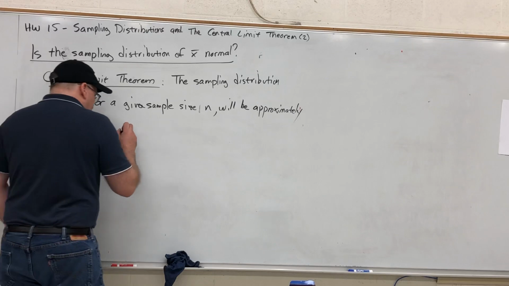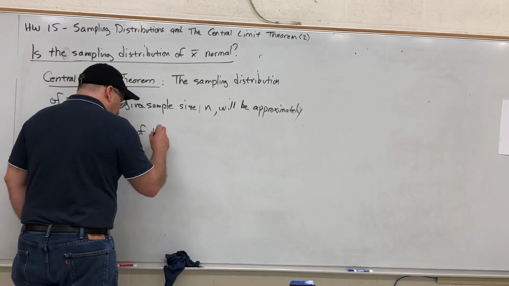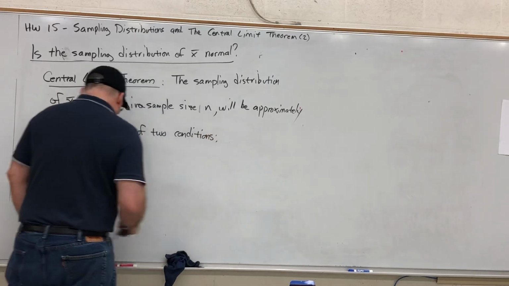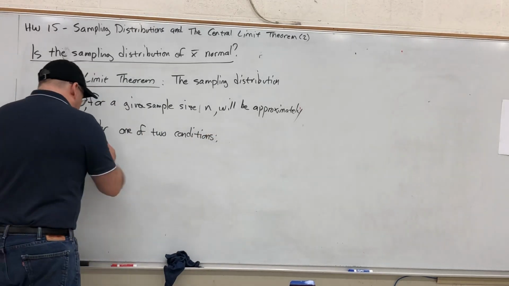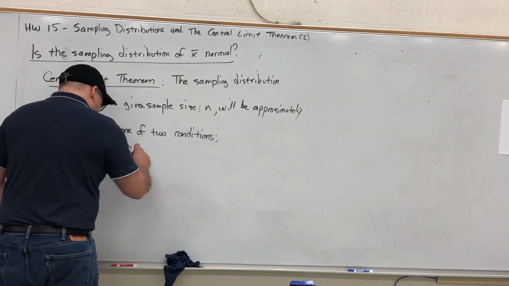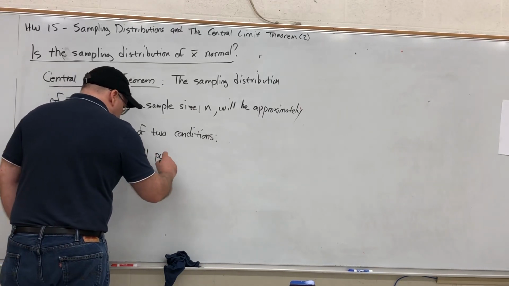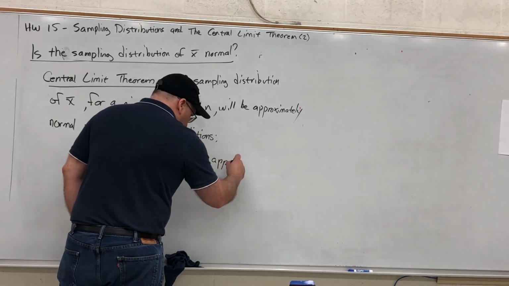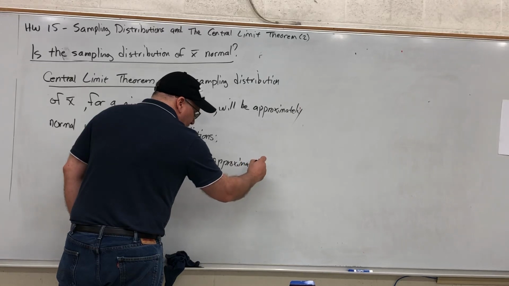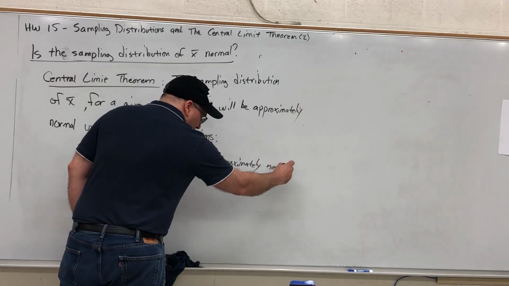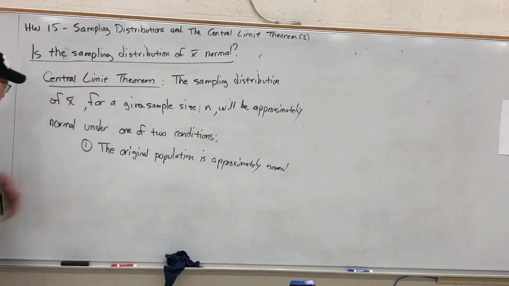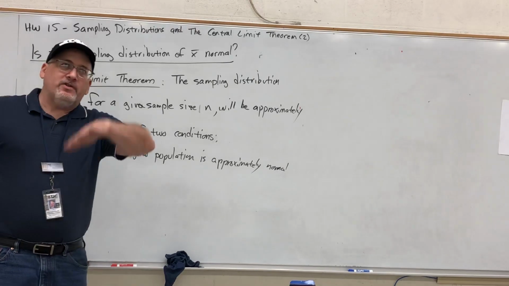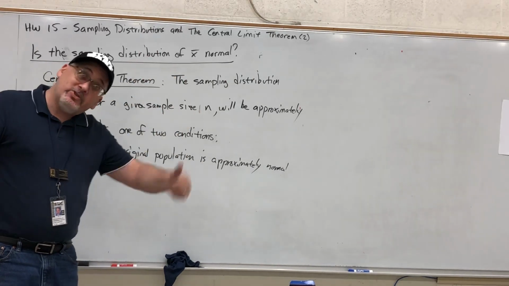Under one of two conditions. Now, both conditions can be met, but you only need one of them. Number one, the original population is approximately normal. In other words, when I did the first histogram, it wasn't approximately normal. But for a large enough population, it might look approximately normal in its histogram.